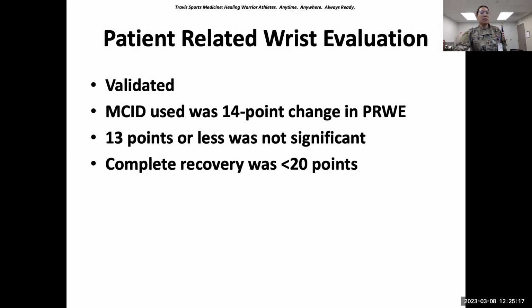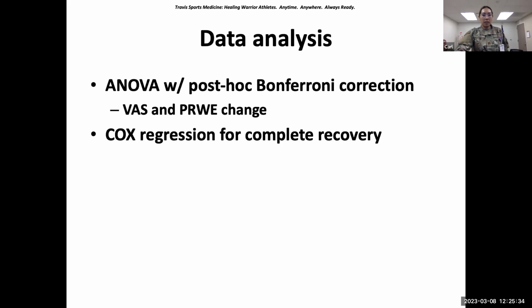And they use an MCID of a 14-point change to determine clinical significance. If they had 13 points or less, then it wasn't clinically significant. And then complete recovery was less than 20 points altogether. They use ANOVA with post hoc Bonferroni correction, and then Cox regression for the complete recovery.